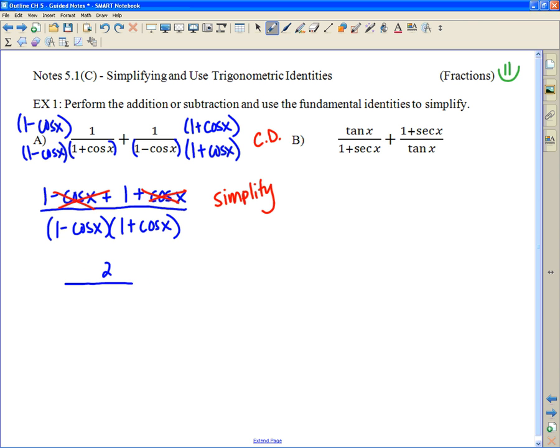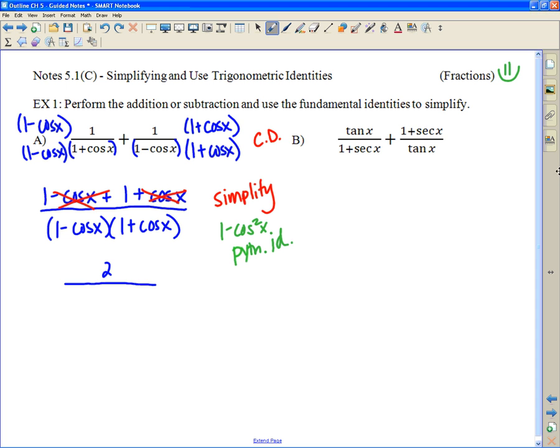At this point, since I have a 2 on the top, I want to think in advance about what's going on in this denominator. Whenever you see things that look like a difference of 2 squares, which is what they are, you should anticipate foiling them out, which would give you 1 minus cosine squared. You should think ahead about the potential of 1 minus cosine squared and how that could be a Pythagorean identity. And the Pythagorean identity would give you something that would be a lot simpler than what you're showing right now.